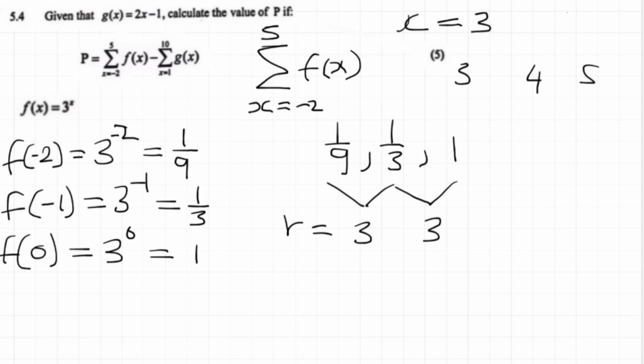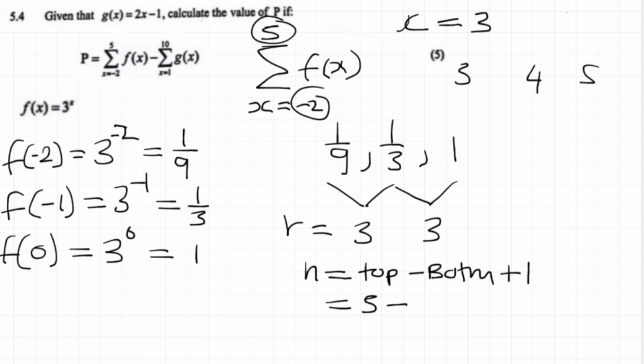So r is going to be equal to 3. Now we need the number of terms. If you understand number patterns, whenever we're given a sigma, to look for the number of terms you don't need to go far. We just take the top number of the sigma, subtract the bottom number, and add 1. The top number is 5, minus the bottom number, which is -2, and we add 1. If you punch this in your calculator, you're going to get 8. So the number of terms is equal to 8, just like that.